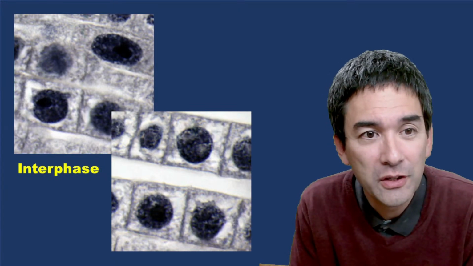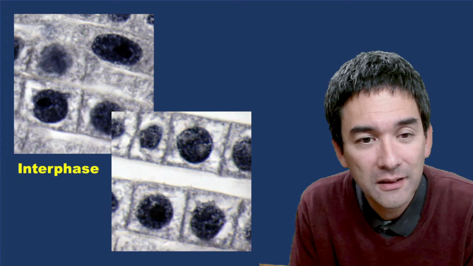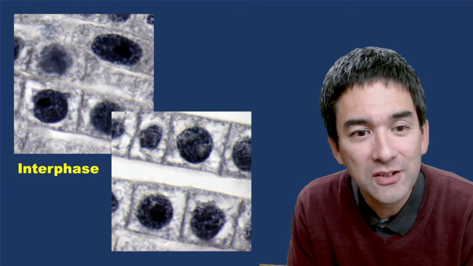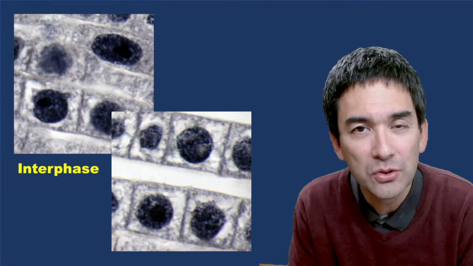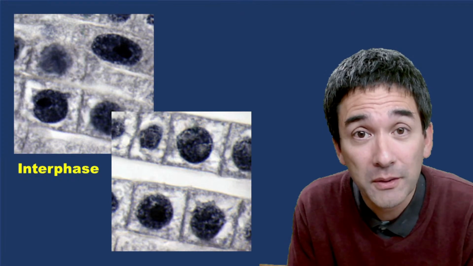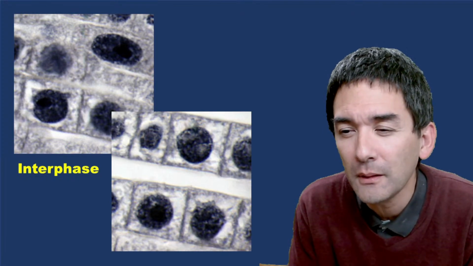So you see over here, these are the onion cells. And the very dark, almost black dot in the center, that is the nucleus. And you see that the nucleus is in those boxes, and those boxes, that's actually the cell wall of the cell. Okay.